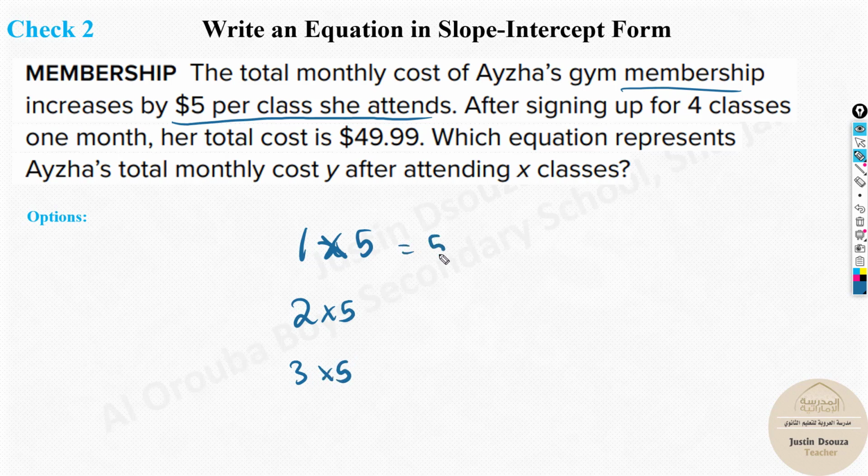What will be the rate here? 5, 10, 15. 4 classes would be 4 times 5, 20. Each time it increases by 5, 5, 10, 15, 20. So for one class it's 5, but second class it increases by 5. That means you're adding another 5, or you can just note 2 classes means 2 times 5, 15, 20, and so on. So this is the rate.